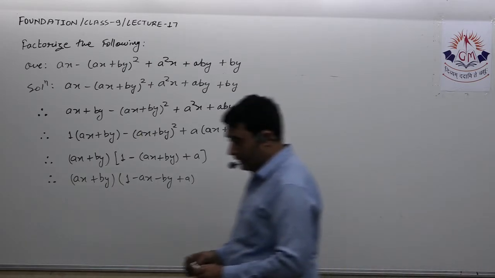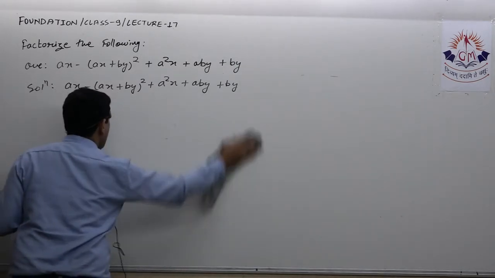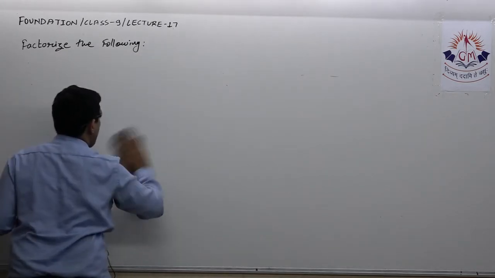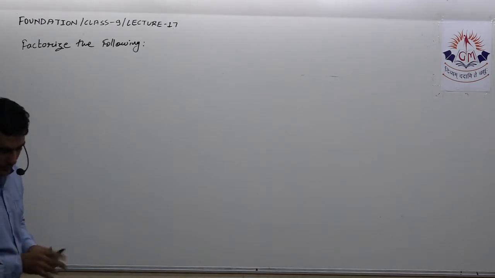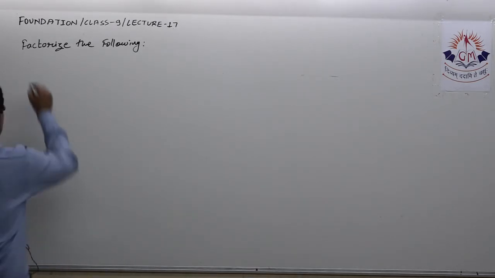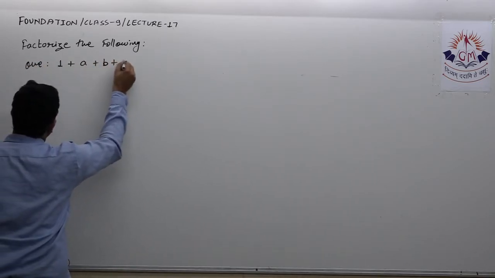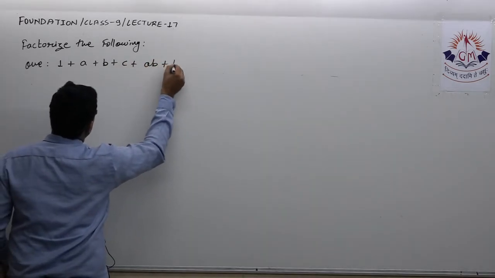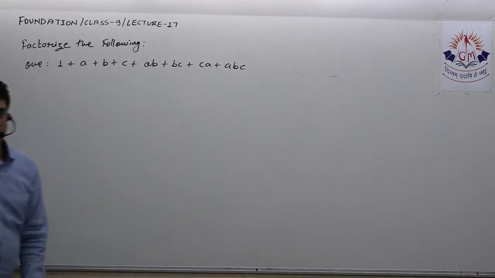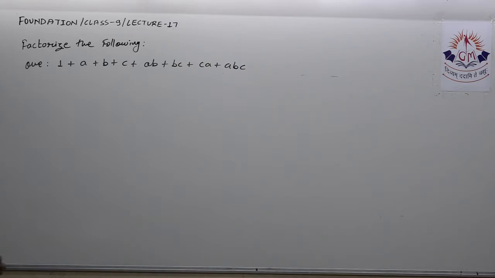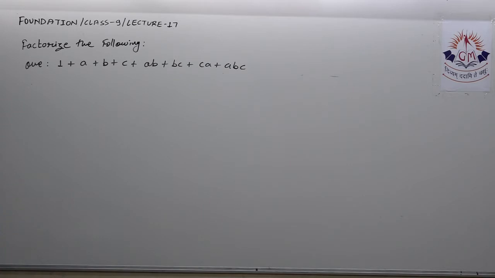Okay, now we will see the next question. Okay, next question is 1 plus a plus b plus c, plus ab plus bc plus ca plus abc. Okay, so think that how you will get the factors of this. So many terms are there. Okay, so try to find the factors.